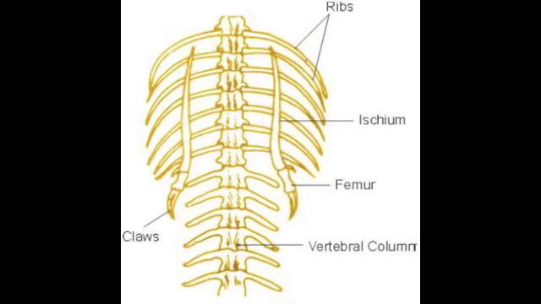Here we have the skeletal structure of a snake. Present in the image are two hind appendages, which are no longer necessary to the snake and have become vestigial.